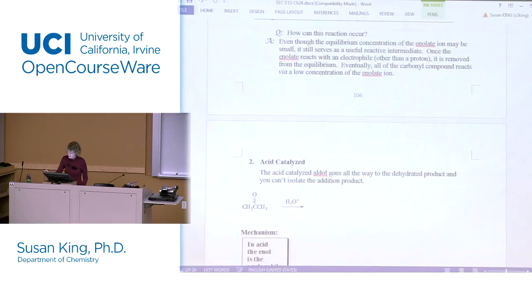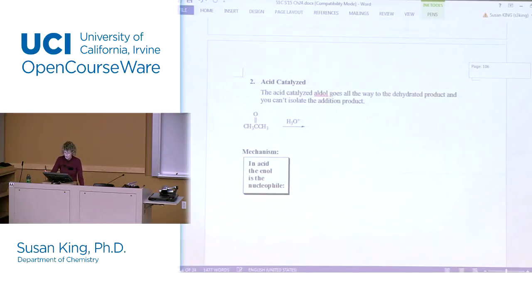Even though the equilibrium concentration of enolate is small, it still serves as a useful reactive intermediate. Once the enolate reacts with an electrophile, it's removed from the equilibrium, and then now we're going to form another one that can now attack another aldehyde. So eventually all reacts via low concentration of the enolate ion. All right.